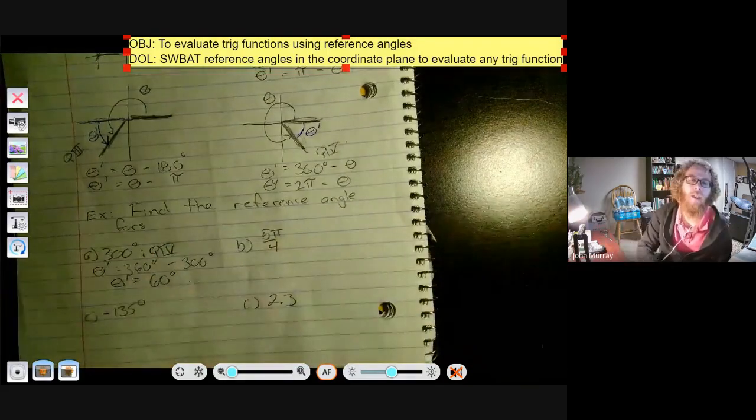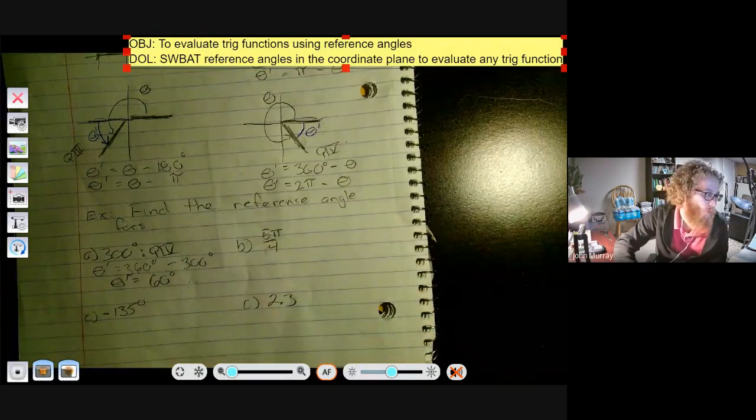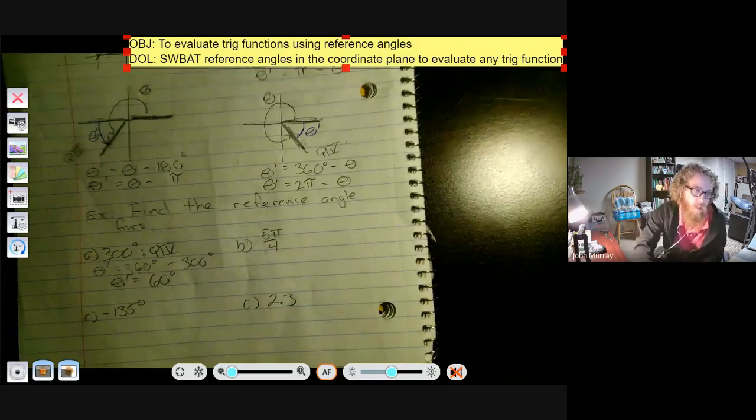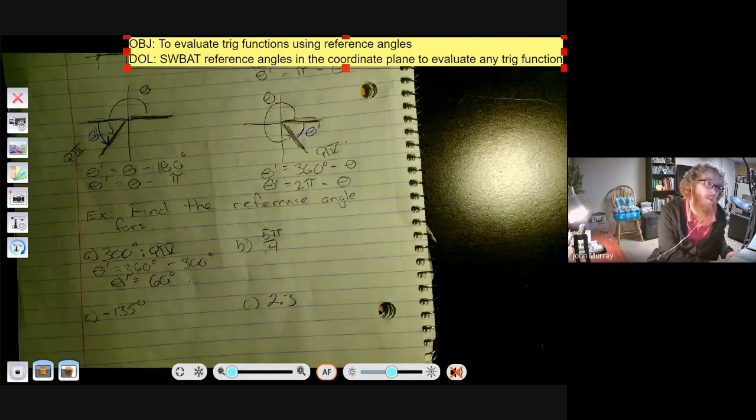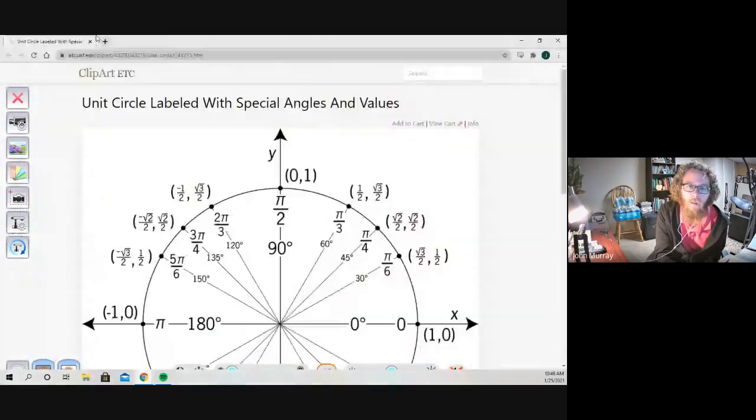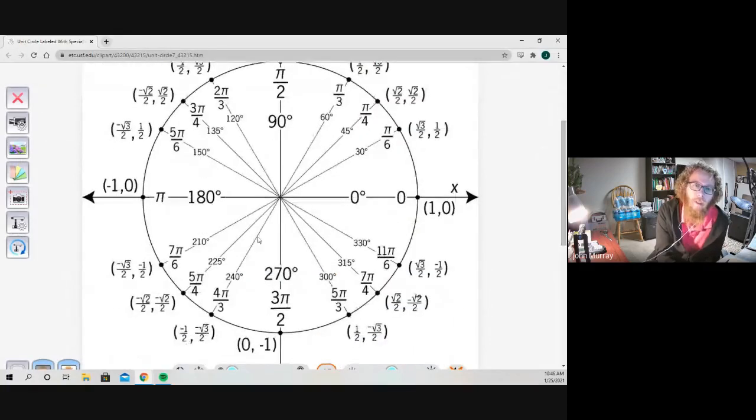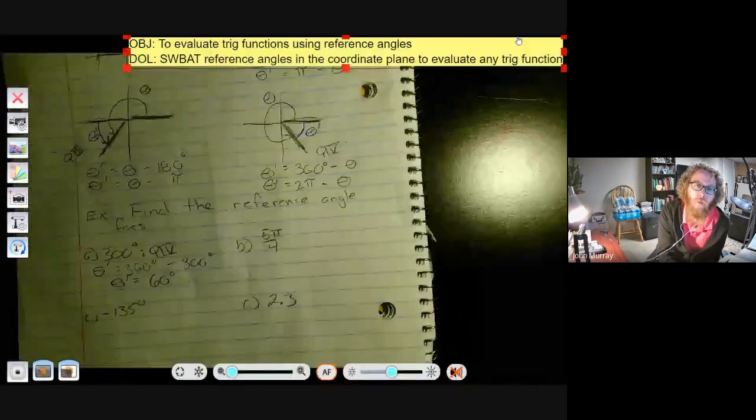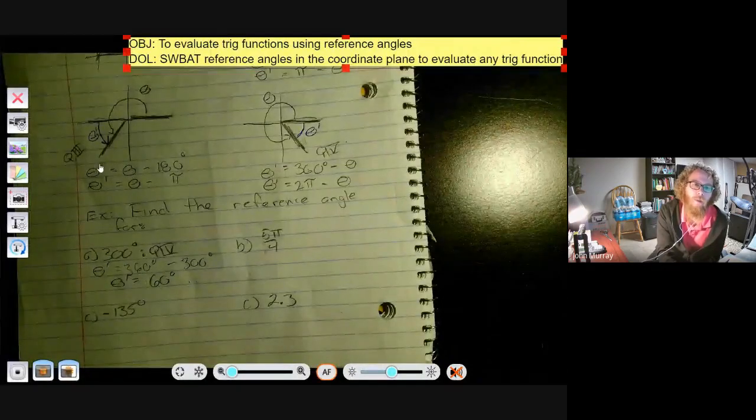All right, so let's take a look at a radian one. So here I have 5 pi over 4. All right, well, I don't have my list, right? So if anything, you can always reference the unit circle. Let's see, let's pull that up. All right, so we look at the unit circle. I'm looking for 5 pi over 4, and that's over here in my third quadrant. Okay, so 5 pi over 4 is quadrant 3.